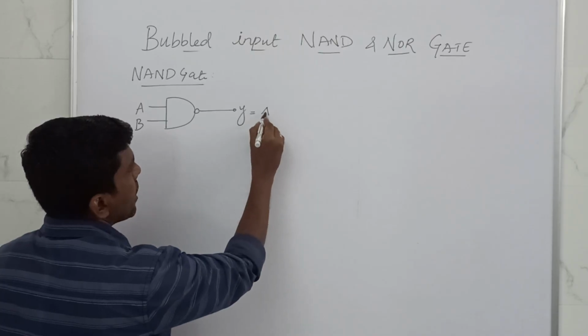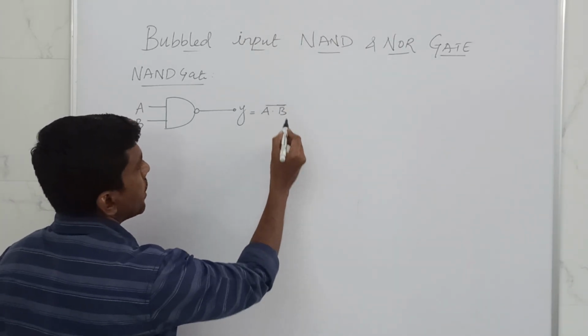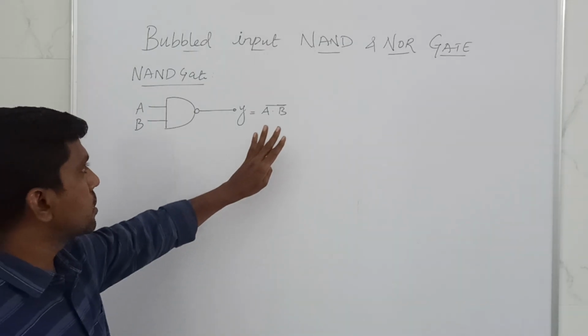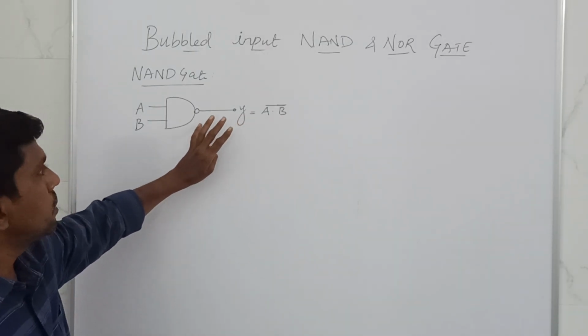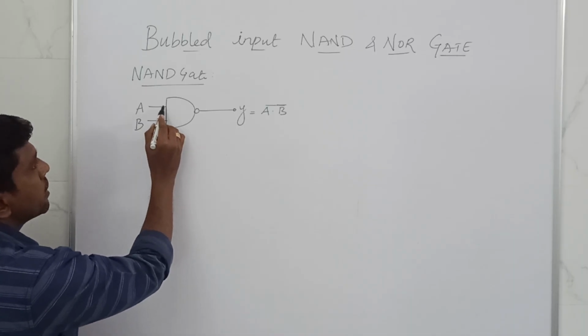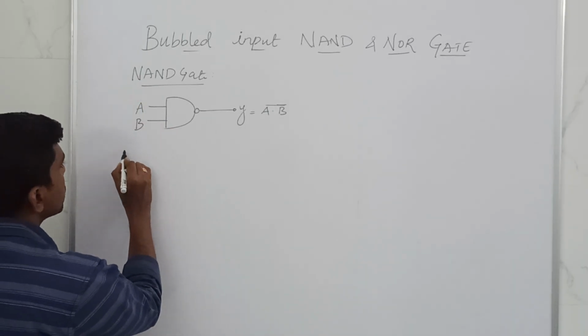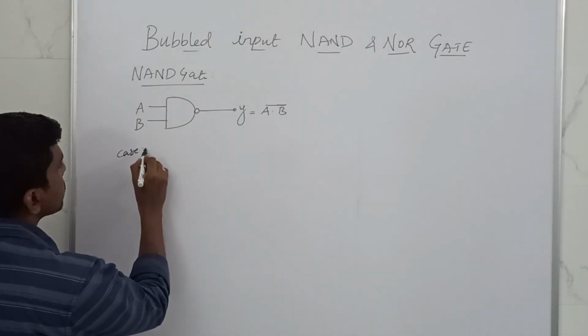The expression is A dot B the whole bar. It is a simple Boolean expression for the NAND gate. Now I add a bubble at the A or B terminal, any one of the terminals. So, case 1.